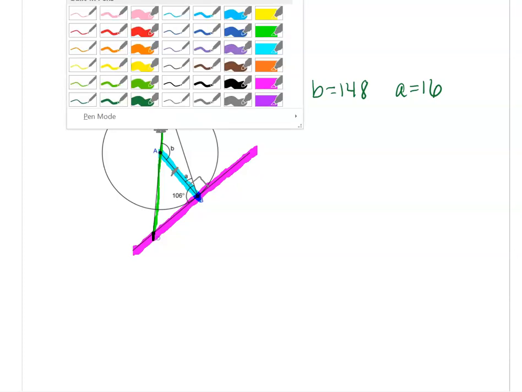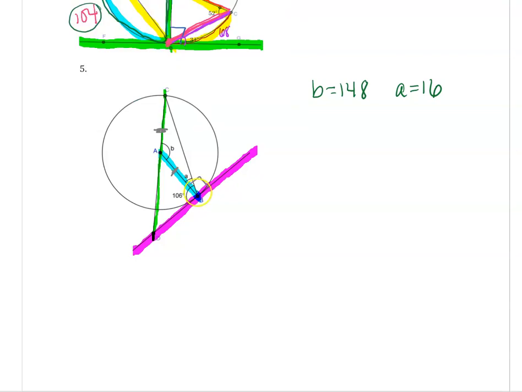Okay, so something that I definitely think is going to be helpful is that this whole angle right there is said to be 106, which means that this angle right there is its linear pair. So if I do 180 minus 106, that'll give me 74. That means 74 is that little angle right in there.